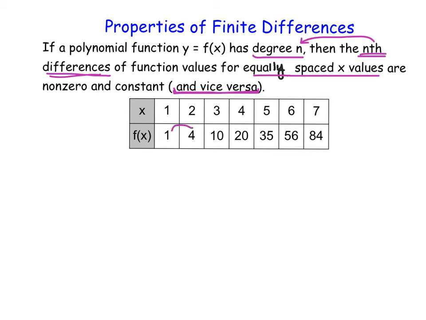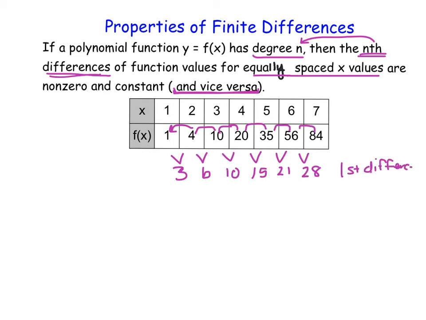Remember, we start with 4, and we're going to subtract 1, so the finite difference there is 3. 10 minus 4 is 6. 20 minus 10 is 10. 35 minus 20 is 15. 56 minus 35 is 21. And 84 minus 56 is 28. So this is what's called our first difference. We can see for a fact, because these are not a constant non-zero, that this is not a first degree polynomial. So we're going to move down now to another layer.